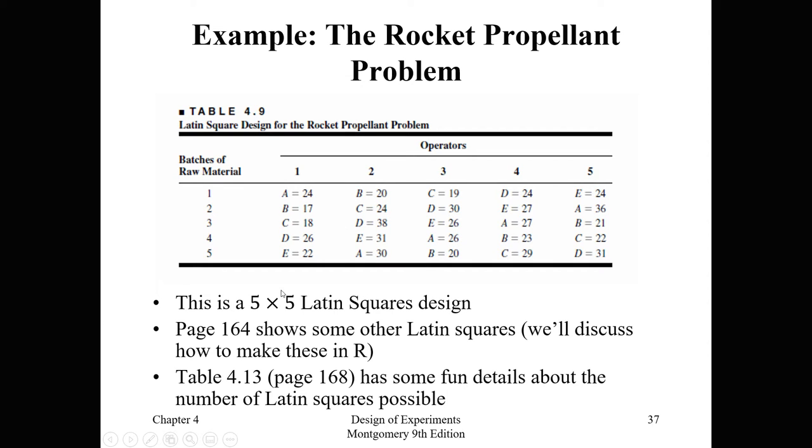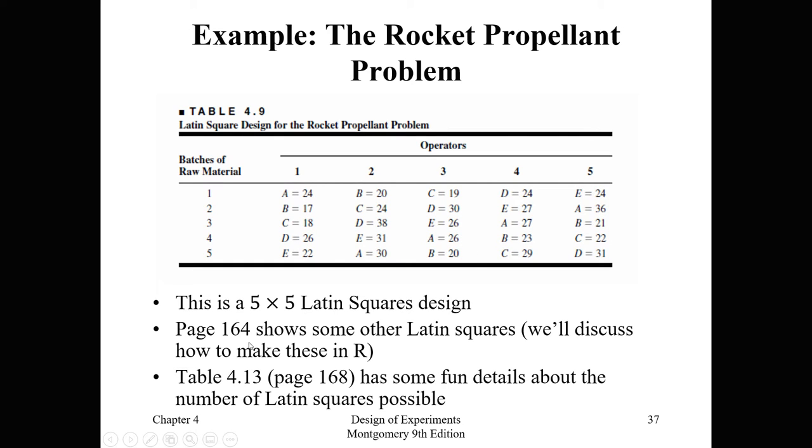So this is a 5 by 5 Latin squares design. We're always going to have the same number of rows and columns. That's where the word square comes from. Incidentally, these Latin letters are where the word Latin comes from. So that's how we come up with Latin square.